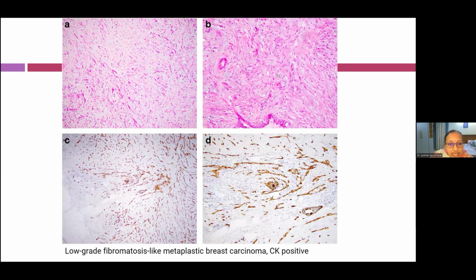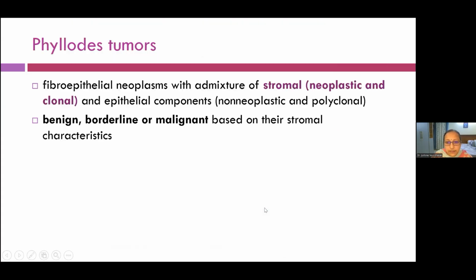So this is just a very bland-looking spindle cell tumor, as you can see here. And on IHC studies, they turned out to be CK positive. So this was a low-grade fibromatosis-like metaplastic carcinoma of the breast. Now, the other important site-specific mimic is a Phyllodes tumor.